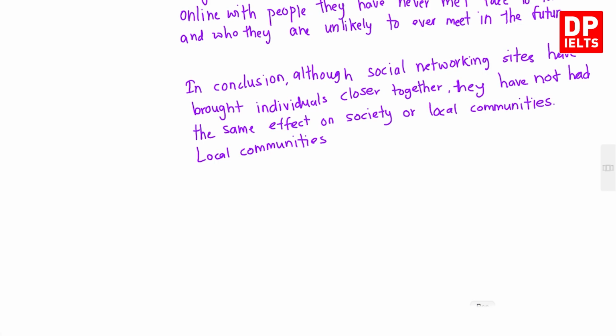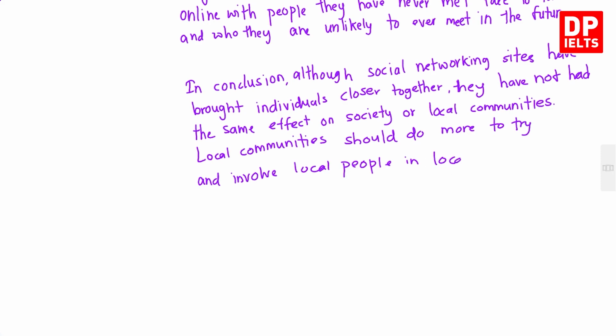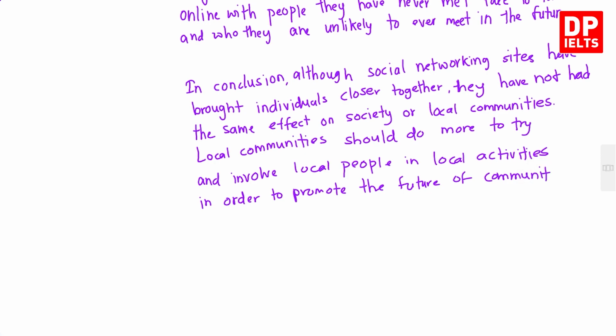Local communities should do more to try and involve local people in local activities in order to promote the future of community life.